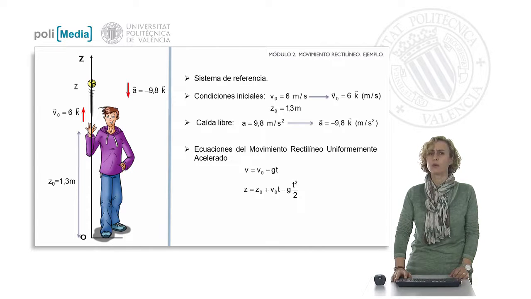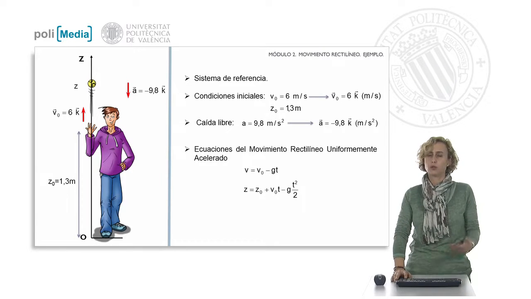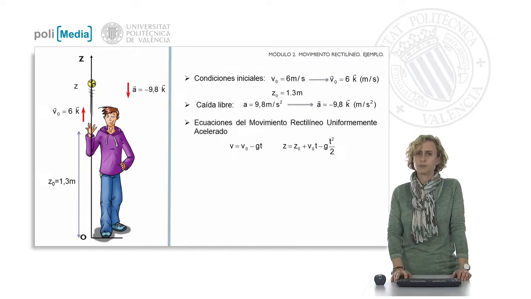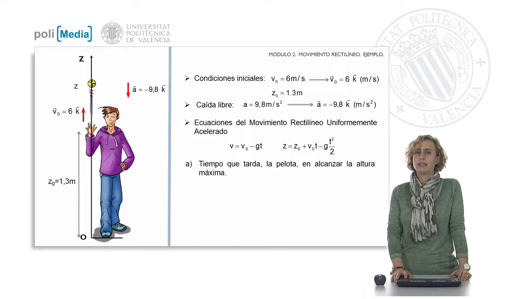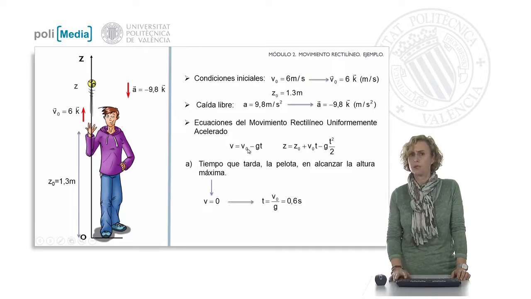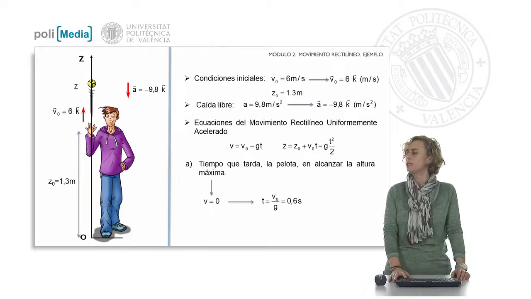Let us take into account the equations that we have obtained for the uniformly accelerated rectilinear motion, since we see that it is subjected to a constant acceleration, and therefore the equations are those that appear on the screen. It is the moment to solve the doubts that J had, the time it takes for the ball to reach the maximum height. This height will be reached when the velocity of the ball is 0. If we substitute these conditions in this expression here, we get that the elapsed time is 0.6 seconds.